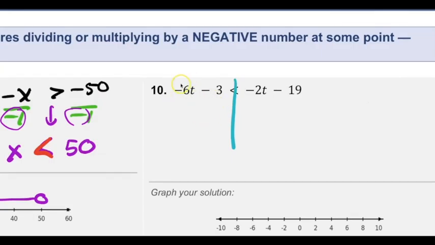I'm going to get rid of the negative because that's bigger. So I'm going to add 6t to both sides. Over here, these cancel. You get negative 3 is less than 4t minus 19. So you add this, you get that.